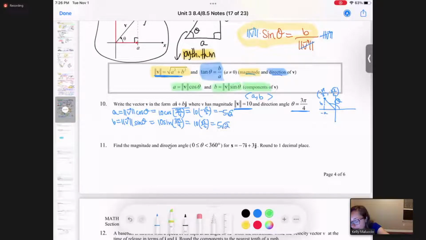What did they ask us? They asked us to get V in this form with the given information, right? And so if I give V in this form, I would say this is negative 5 square root 2 I plus 5 square root 2 J.